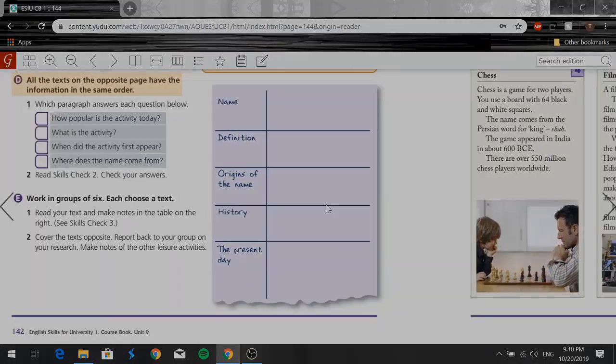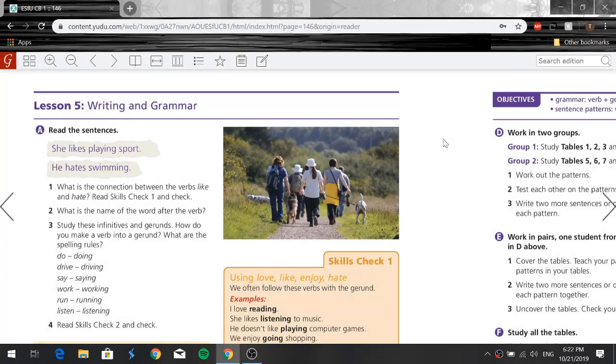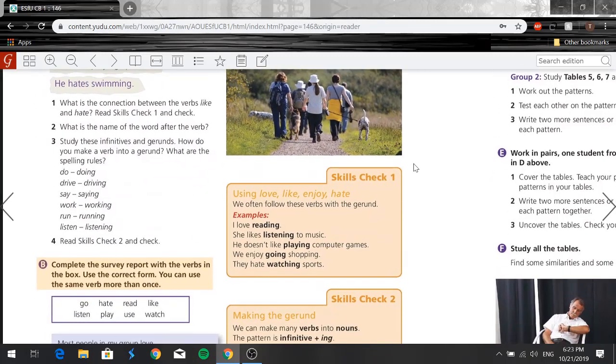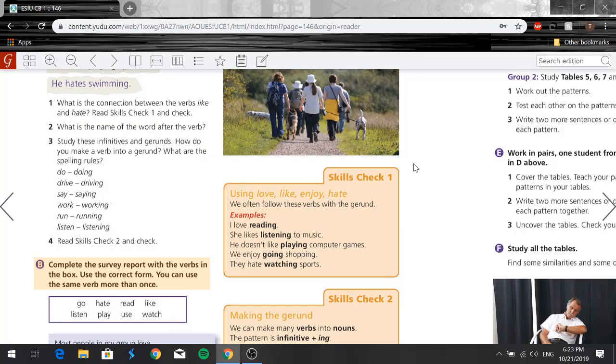Now let's move on. Alright, you guys, so now let's move on to lesson 5, writing and grammar. Let's start with exercise A. Here we have read the sentences. So she likes playing sport, he hates swimming. Alright, and before we do anything, let's go to skills check 1 first. So here we have using love, like, enjoy, and hate. Okay, so these verbs like love, like, enjoy, and hate, are going to be followed by words with ing in the case that we're doing here, okay?